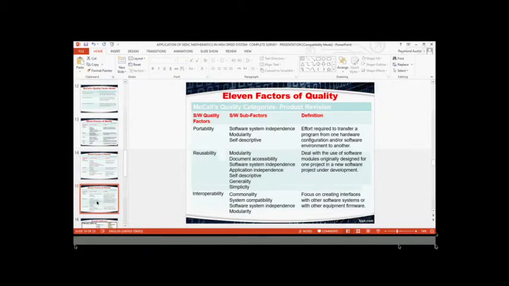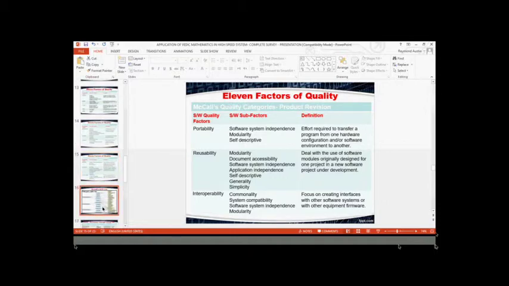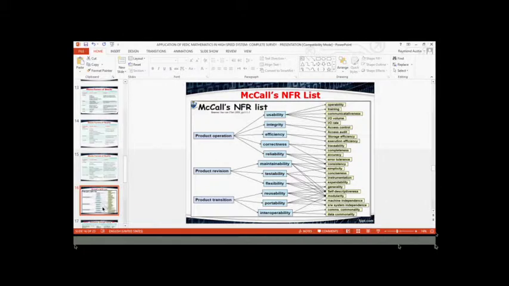And the last one is the product transition. It includes also 3 quality factors: portability, reusability, and interoperability. Portability is the effort required to transfer a program from one hardware configuration or one environment to another environment. Reusability deals with the use of software models originally designed for one project, and now it can be used for another project that is under development. And the last one focuses on interfaces with other software systems or other firmware. Here is the diagram that shows the relationship between the quality models and the factors and sub-factors.